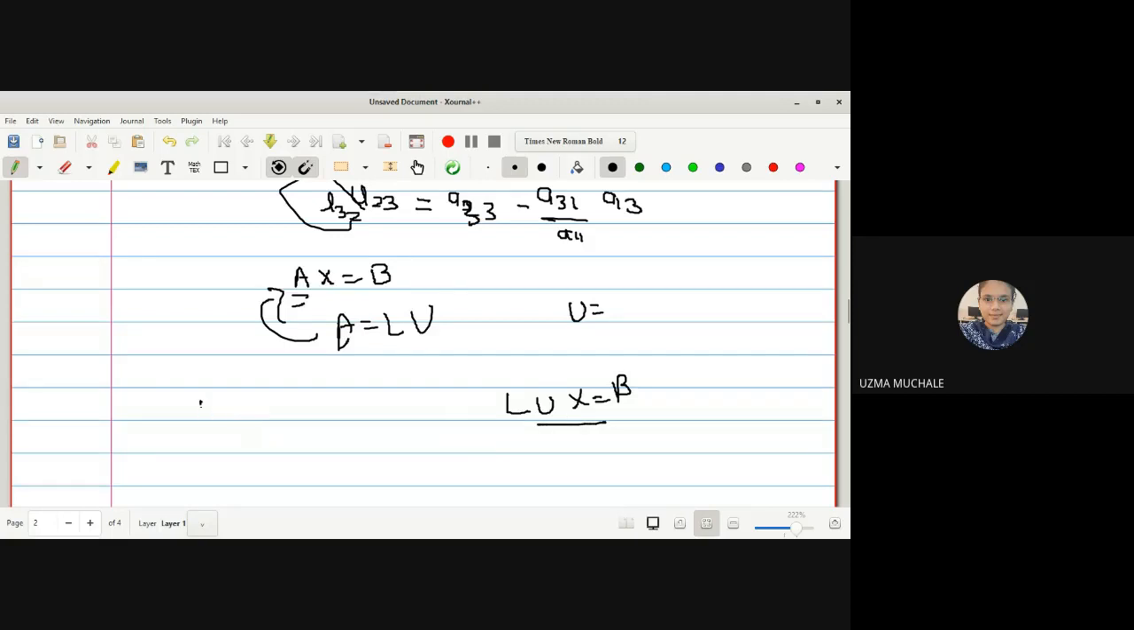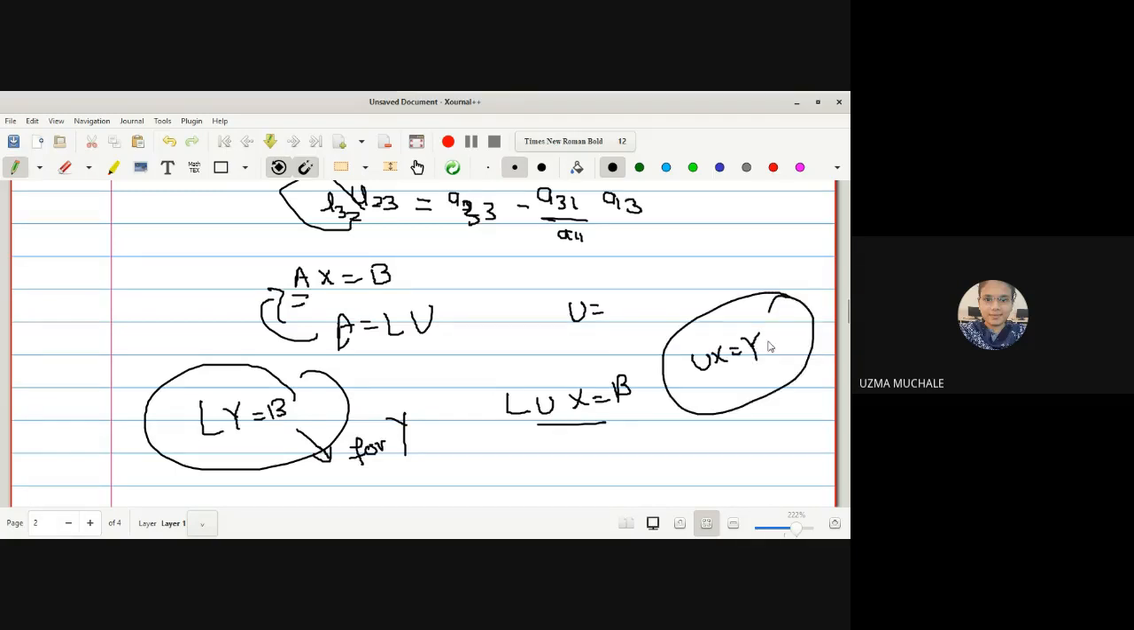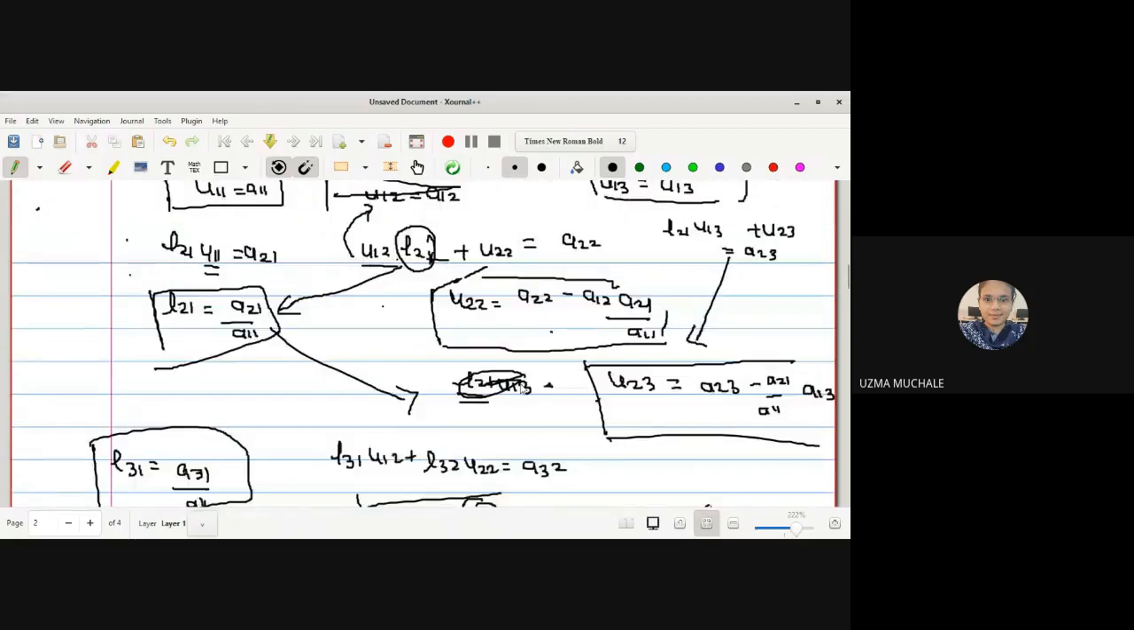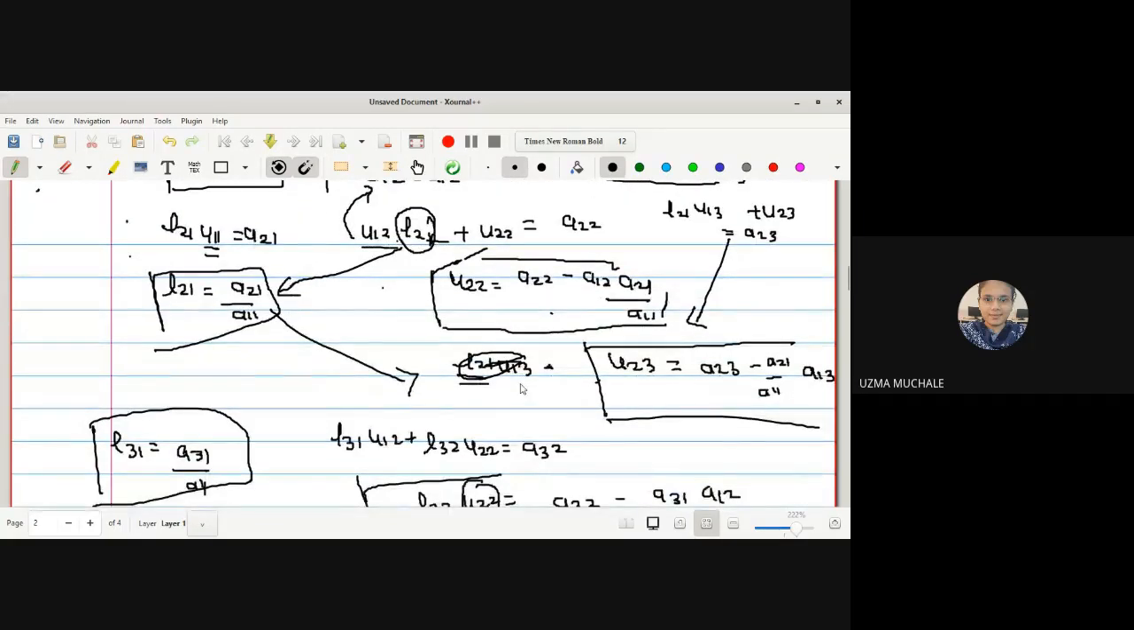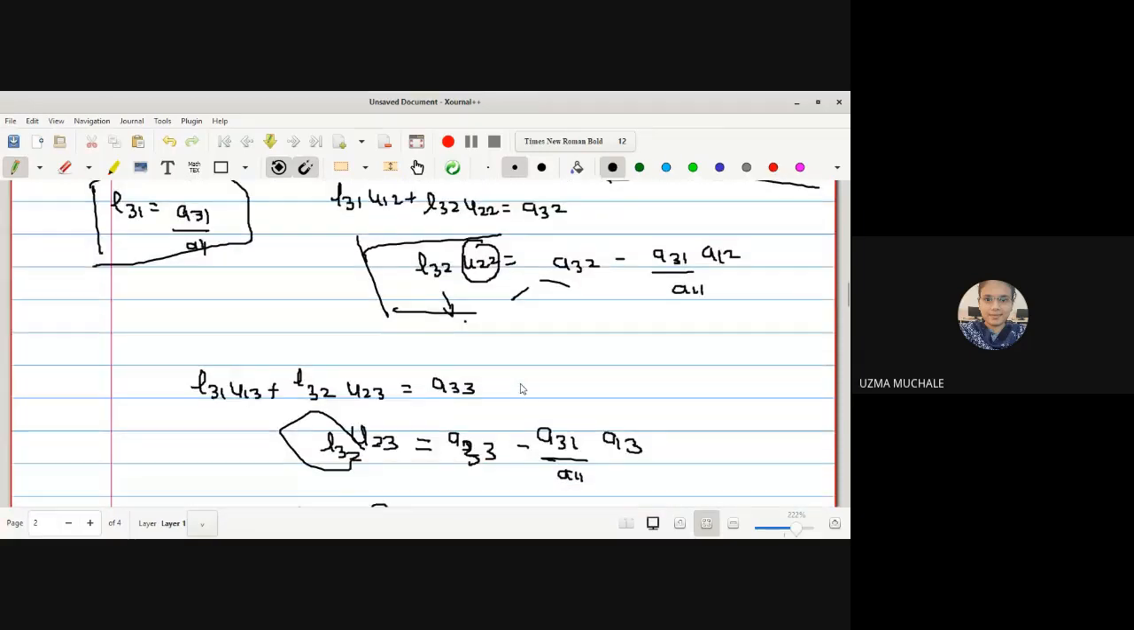And this Ux we put as Y, so Ly = B. Ux is Y. So we first solve this system to get the values of Y. After getting the values of Y, we solve the system Ux = Y, to get the values of X. Or in another way, you can go directly by substituting the values. You can remember these formulas and solve the example.